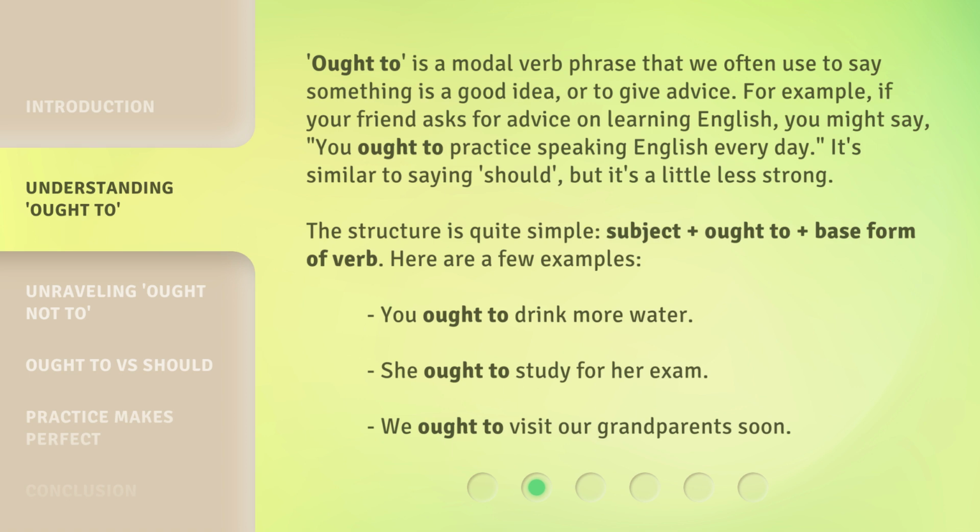The structure is quite simple. Subject plus ought to plus base form of verb. Here are a few examples. You ought to drink more water. She ought to study for her exam. We ought to visit our grandparents soon.